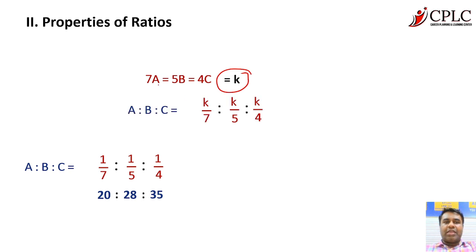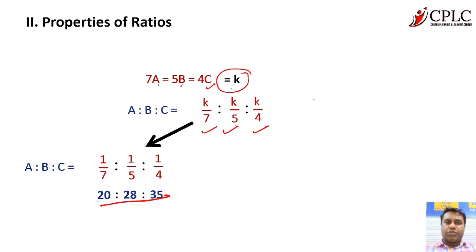So I can write a is equal to k by 7, b is equal to k by 5, c is equal to k by 4. So k by 7 is to k by 5 is to k by 4 is again 20 is to 28 is to 35. So you are getting the same answer.